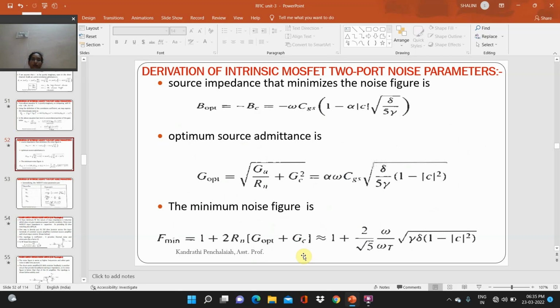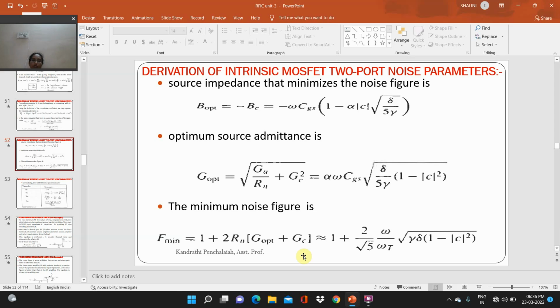The source susceptance that minimizes the noise figure is Bopt equal to minus Bc, which is minus omega Cgs into 1 minus alpha mod c square root of delta by 5 gamma. The optimum source conductance is Gopt equal to square root of Gc squared plus Gu by Rn, which is alpha omega Cgs into square root of delta by 5 gamma into 1 minus mod c squared.